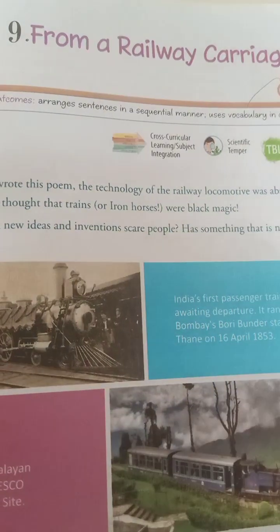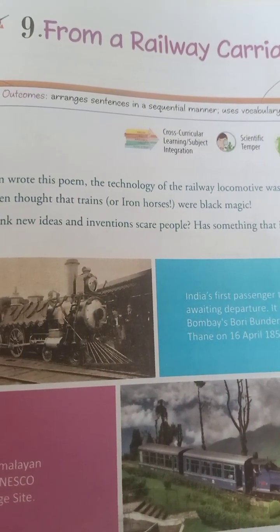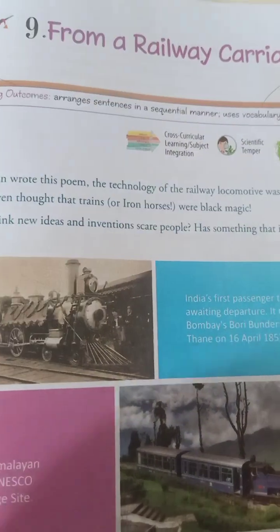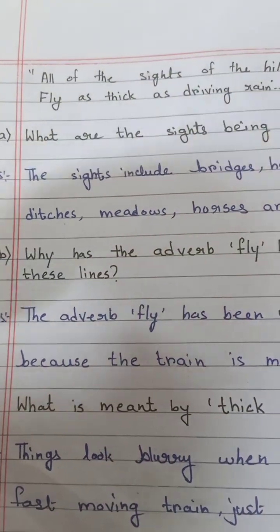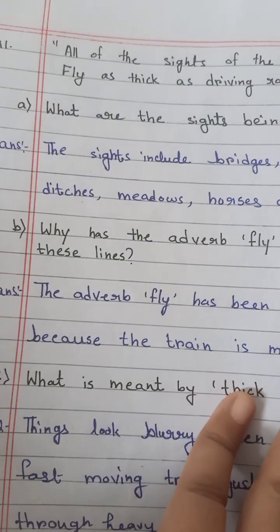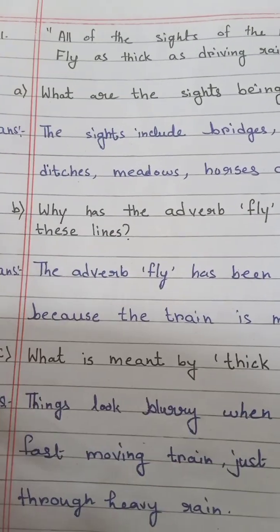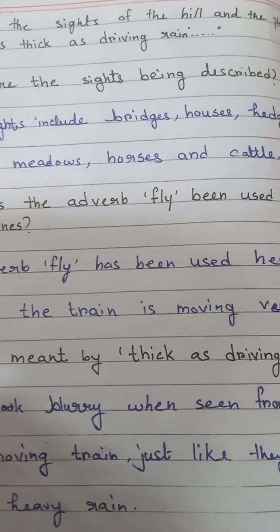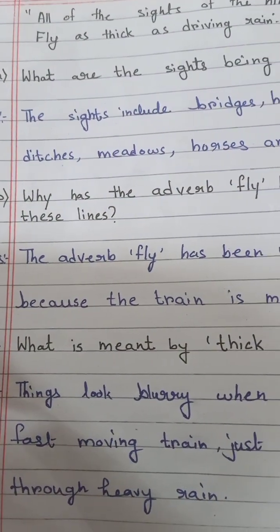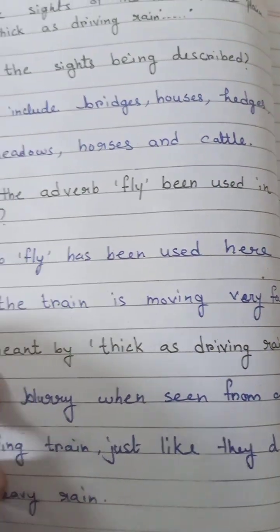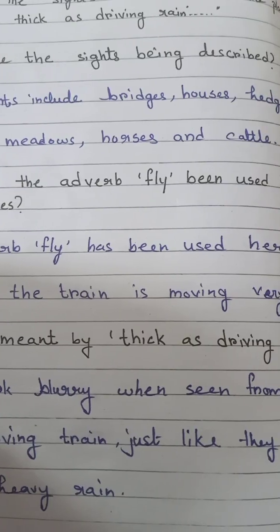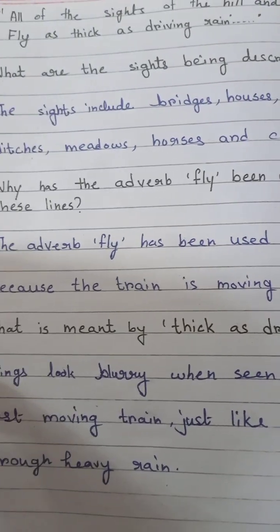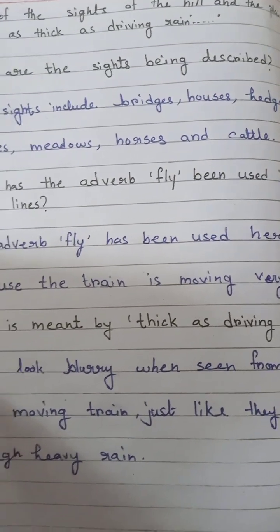Today I will discuss the question answer of the chapter From a Railway Carriage of the book New Voices of English. So the first question is, all of the sides of the hill and the plain fly as thick as driving rain. What are the sides being described? Answer: the sides include bridges, houses, hedges, ditches, meadows, horses and cattle.